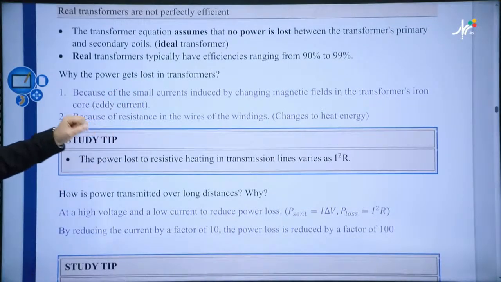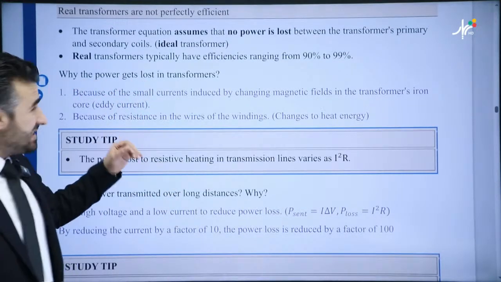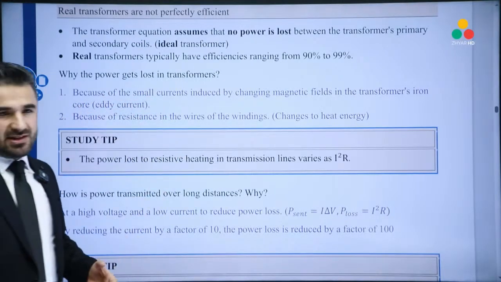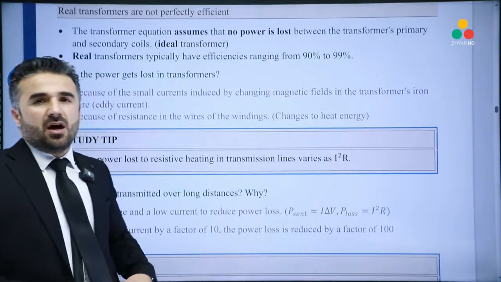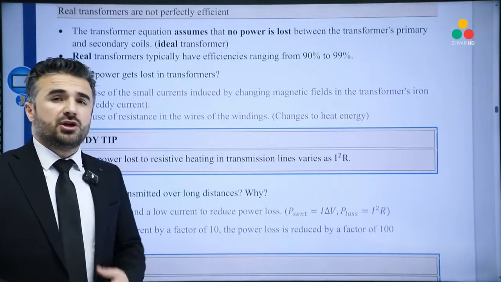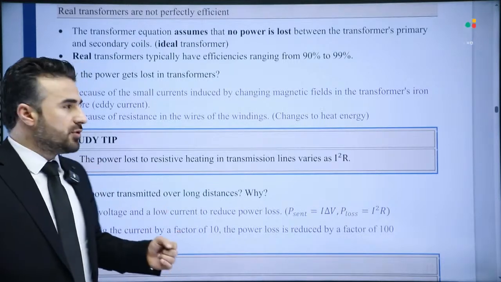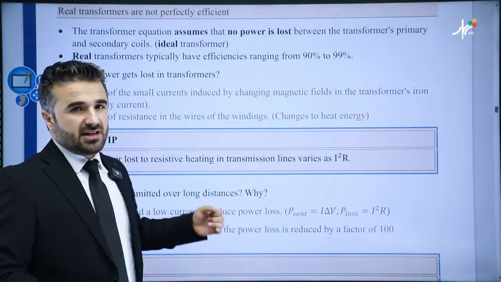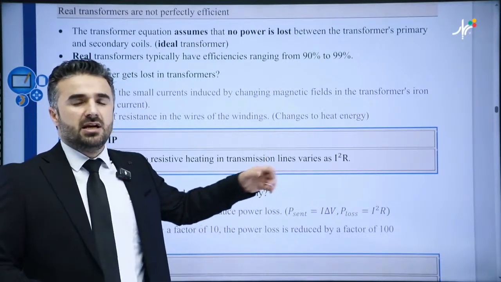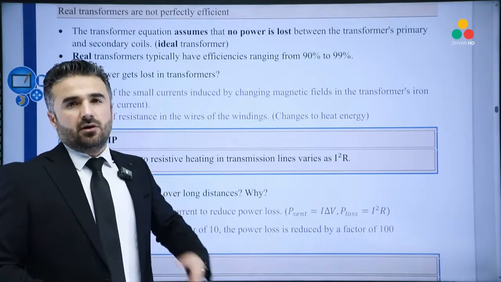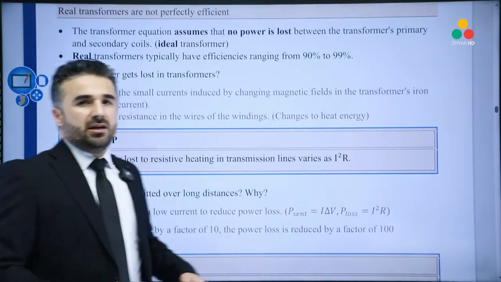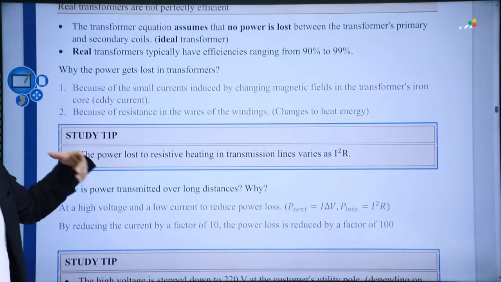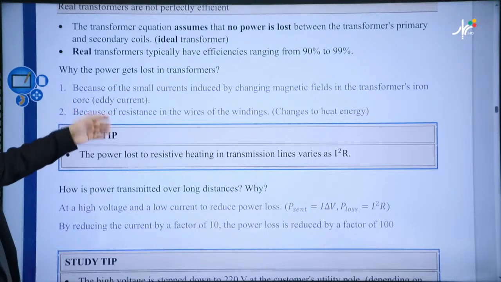So where does the power get lost in a transformer? We said, of course, because of the small currents induced by the changing magnetic field. When there is a change in the current of the primary coil, this causes a varying magnetic field, which is transferred to the second coil and induces a current. This current also induces a magnetic field, and the two oppose one another. This opposition wastes part of that energy, and you can call this eddy current.